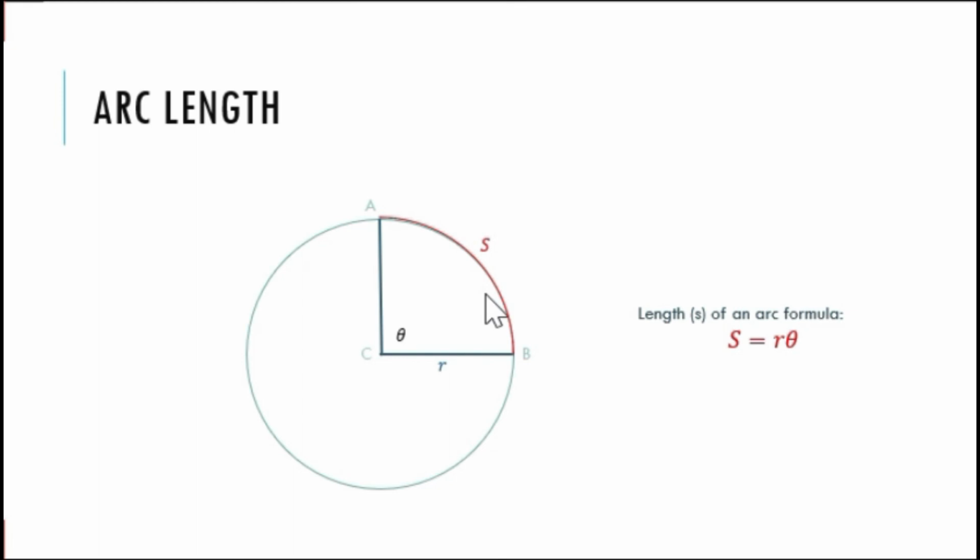So this red part over here represents the arc, and its arc length is equal to s. The radius is the distance from C to B, which is the same as the distance from C to A. And to visualize this in a fun way, we can think of a pizza. So the pizza has a crust. That crust lining is what is referred to as the arc length of the pizza, or the circle.